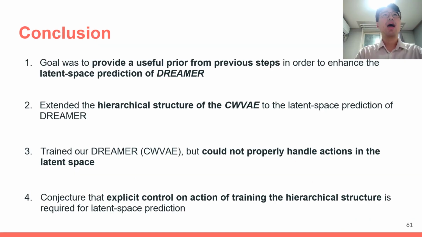And lastly, I would like to conclude our work for the last 2 months. Our goal was to provide useful priors for the latent space prediction for the Dreamer. And then we extended the hierarchical structure of the CWVAE to provide such a prior. We trained our new Dreamer but failed to predict meaningful actions in the latent space. We conjecture that we can solve this problem by providing an explicit control for the hierarchical structure to help it understand the sequence of actions.